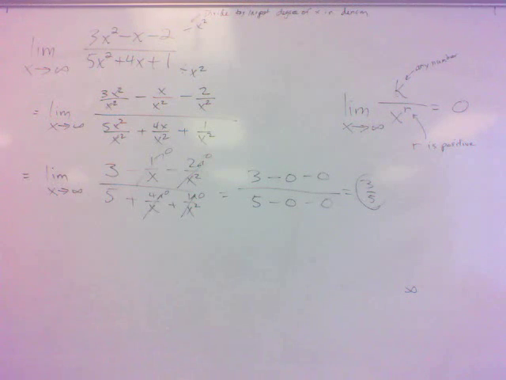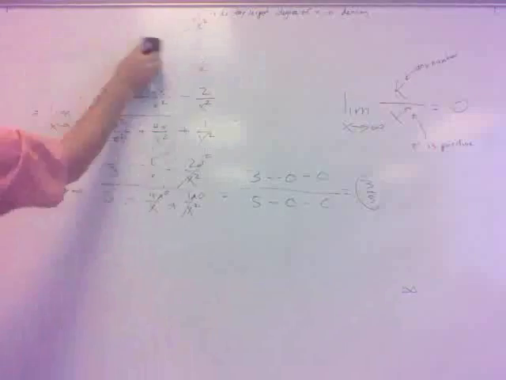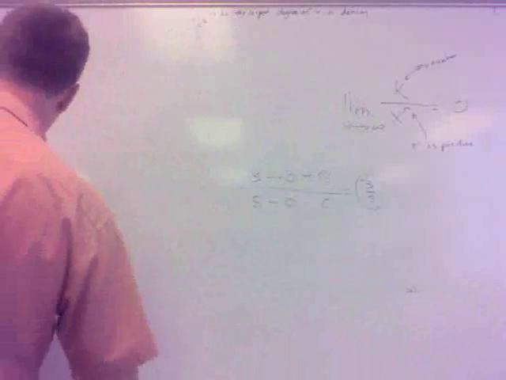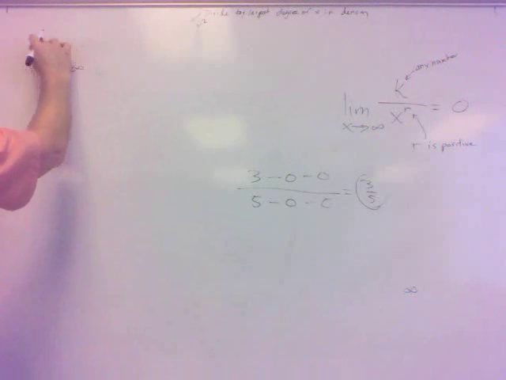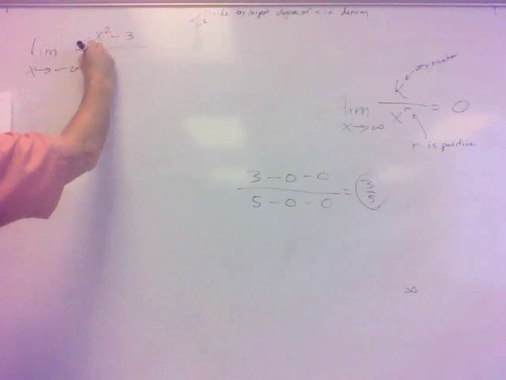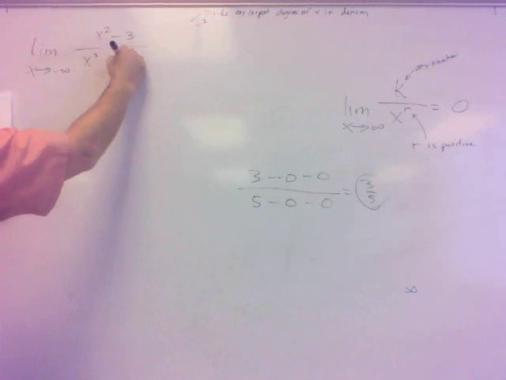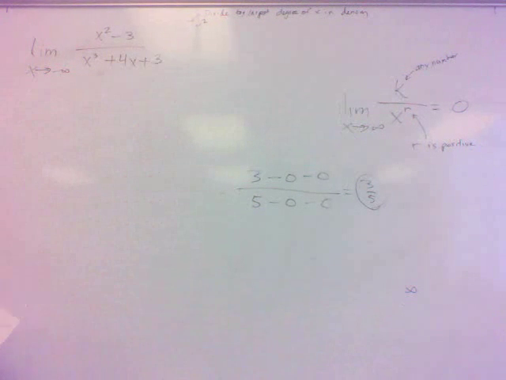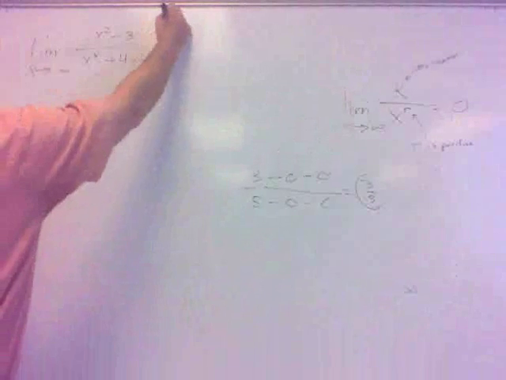Okay, what if it was this? The limit as x goes to negative infinity of x squared minus 3 over x cubed plus 4x plus 3. Again, we're doing a limit at infinity, so let's divide top and bottom by the largest degree. What would that be here? X cubed. So divide top and bottom by x cubed.